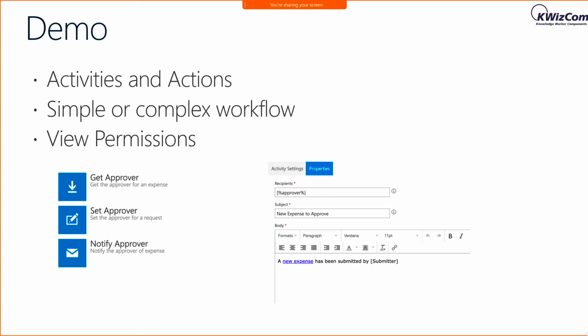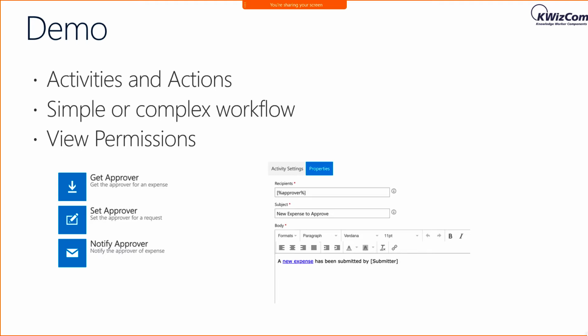Finally, I'll look at the workflow side of things. I'll look at activities as reusable pieces, and then actions to do something within a specific forms process. I'll show you how we can do both simple and complex workflows, and I'll take a look at the view permissions as well so we can see all of those things in action. So quite a lot to go through.